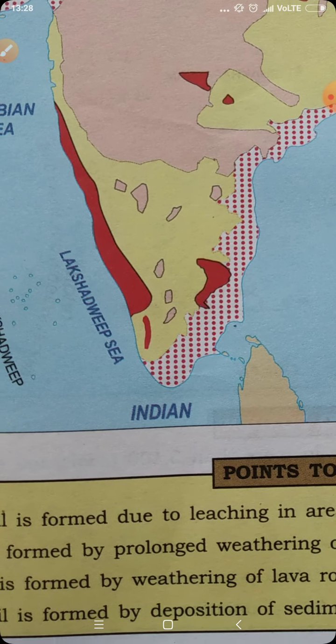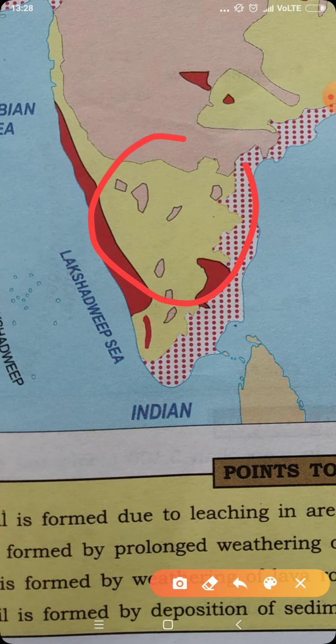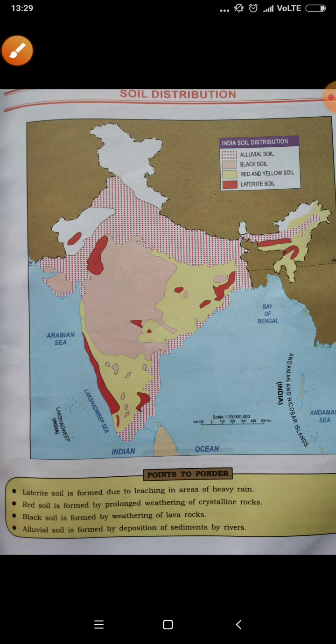Karnataka is here. This is Karnataka, and Karnataka is shown with this soil, which is called red and yellow soil, found in Karnataka, and laterite soil also is there along the coastline. And this is Tamil Nadu. In Tamil Nadu, you see alluvial soil is found. So like this, you have to fill the map and you have to submit the map.